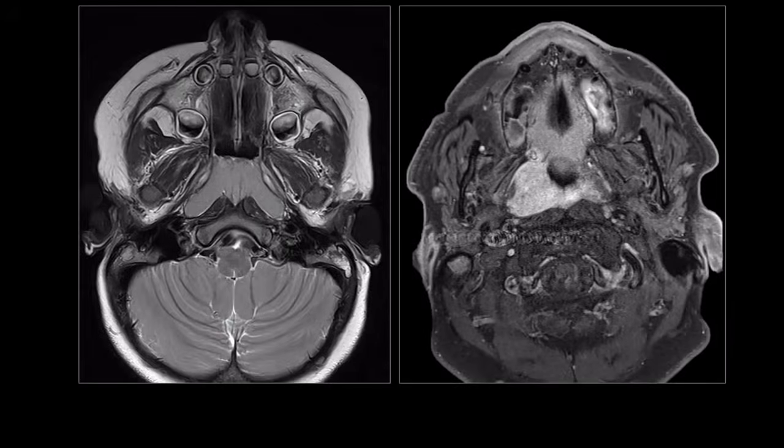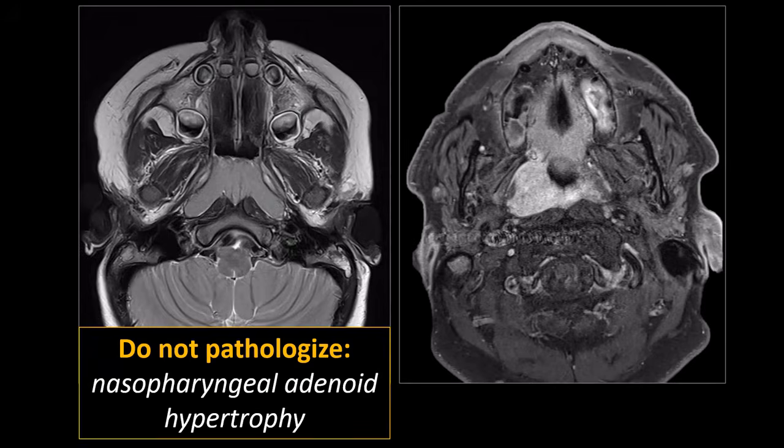Okay, that's it when it comes to anatomy of the nasopharynx. I'm not going to go into detail on nasopharyngeal pathology. That will be for another presentation. This is just about anatomy, but I'm just going to give you some generalities on pathology. I think there are two things you have to know at the moment. First of all, you have to be able to recognize nasopharyngeal adenoid hypertrophy to avoid mistaking it for pathology.